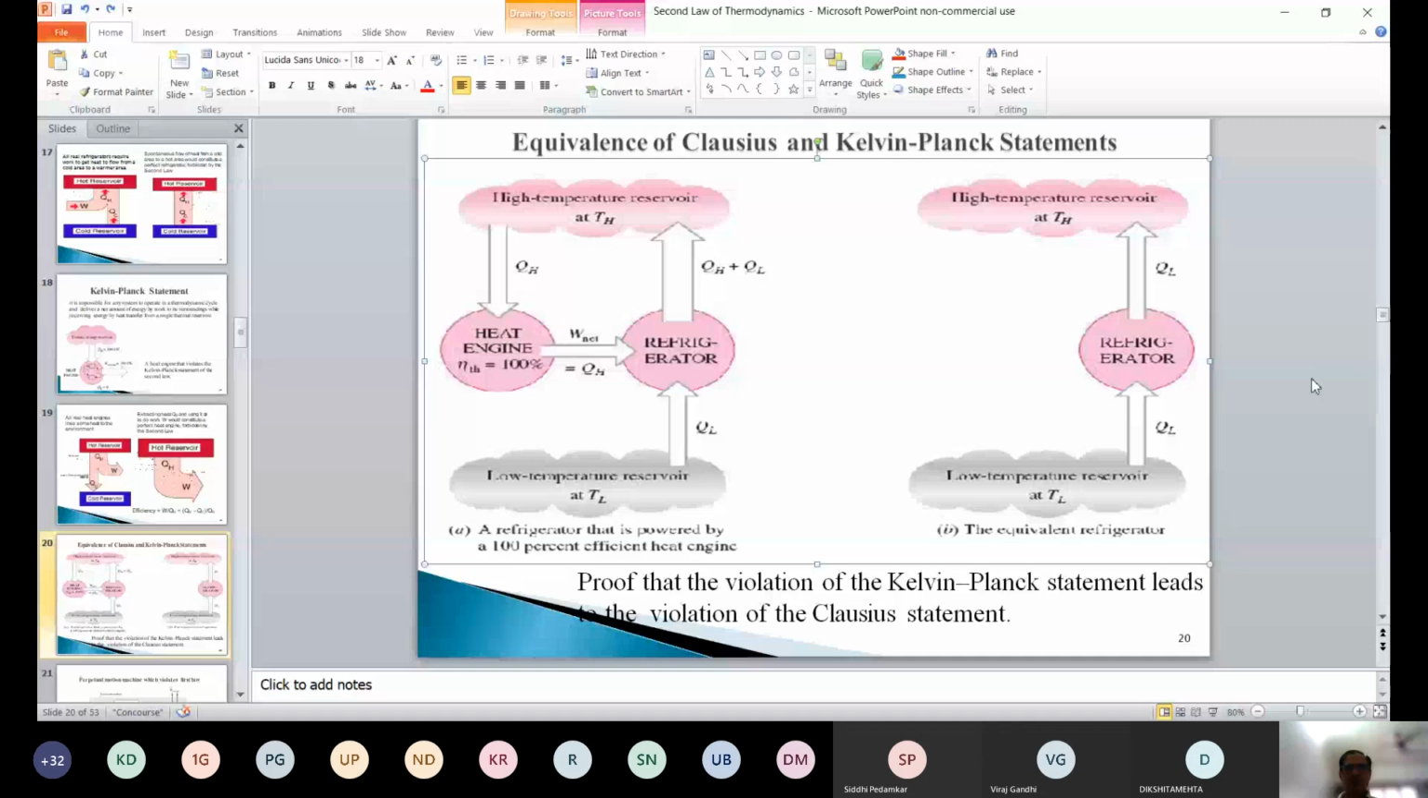So both the statements lead to the same conclusion, and it shows us the direction of transfer of energy.